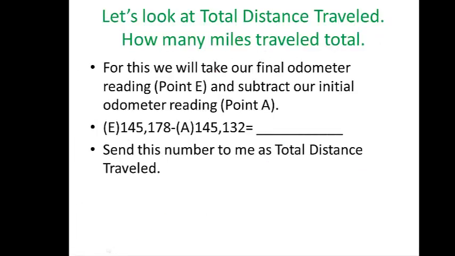Let's look at total distance traveled, because that's one of the things that I want you to send me. For this, we will take our final odometer reading, so our point E, and subtract our initial odometer reading, our point A. So when we started and where we ended. Point E was bigger, so I put that one first. It's a little easier. Our final odometer reading was 145,178. We will subtract that from our initial odometer reading, point A, which was 145,132. That will give you our total distance traveled in miles.